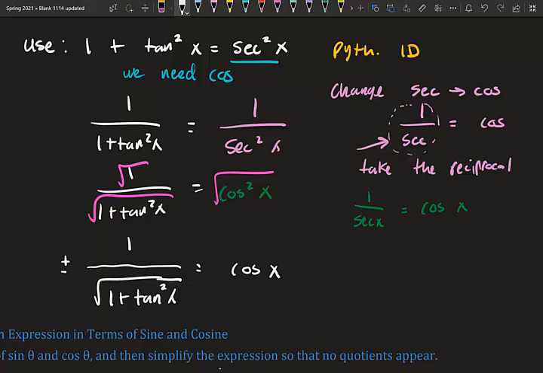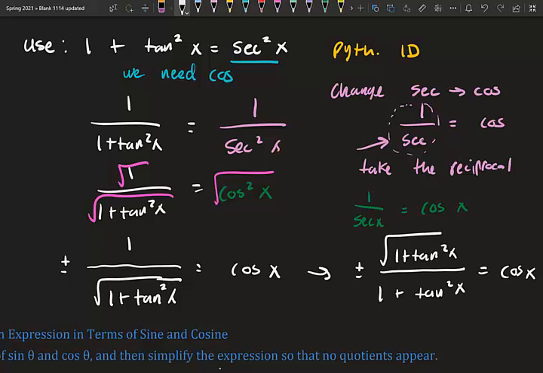Now we're not allowed to have that radical in the denominator, so all we do is just put it on top. So we have plus or minus the square root of 1 plus tangent squared x over 1 plus tangent squared x. And that equals cosine x. We don't know which quadrant we're working in, so we'd use plus or minus. It doesn't say quadrant whatever, so we just keep it as plus or minus.